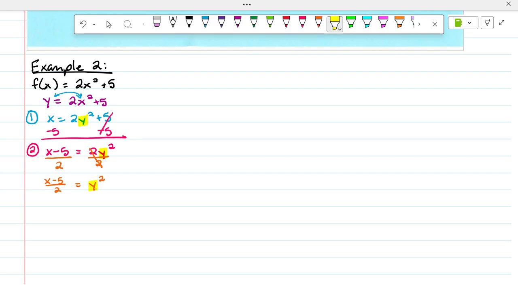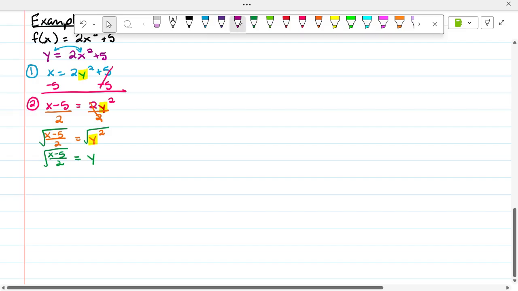Now, the y is still not quite by itself. What's the last thing I need to do? Square root it. So, x minus 5 over 2, all square root is equal to y.